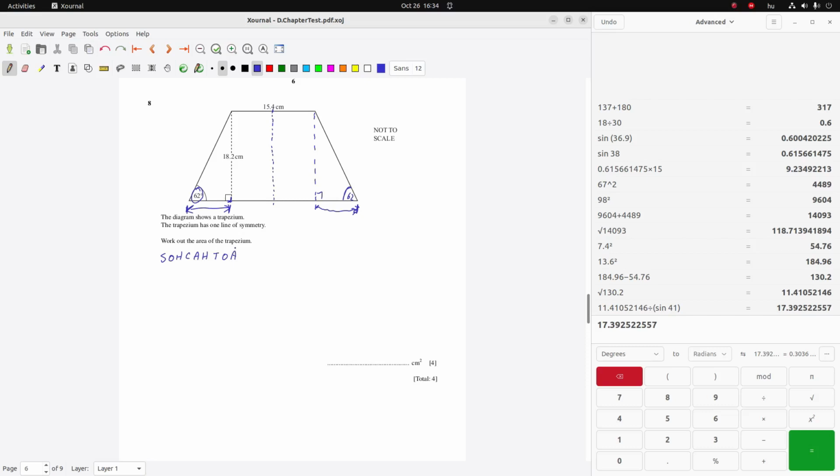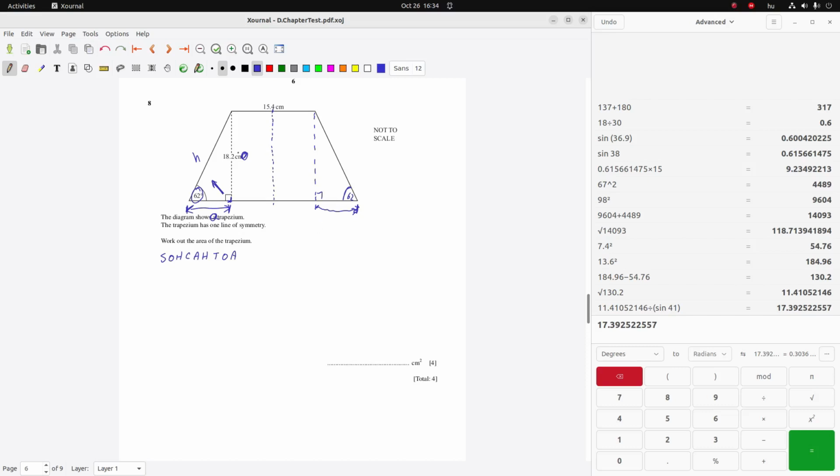SOHCAHTOA. So which one is the opposite? This one is obviously the opposite. Which one is the hypotenuse? The one on the opposite side of this right angled triangle is the hypotenuse. And which one is the adjacent? It's the remaining one, right?